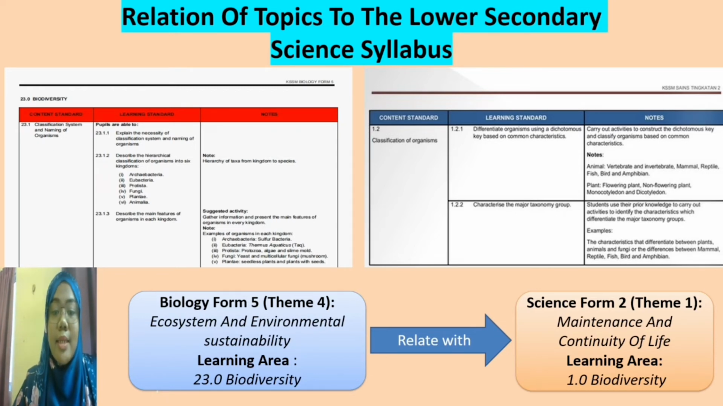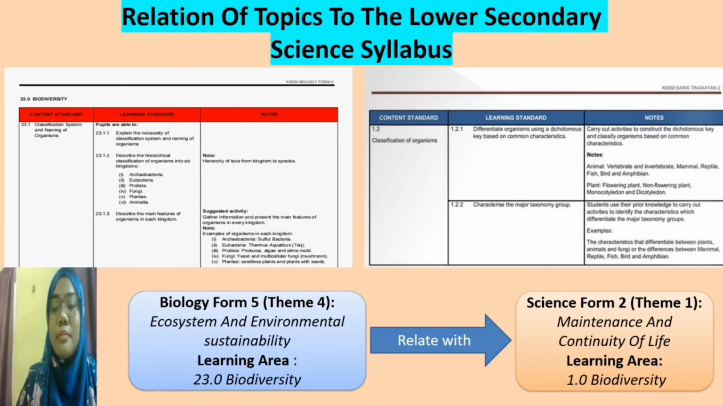Based on the SKP Biology Form 5, Chapter 23, Biodiversity, but we focus on 23.1, Classification System and Naming of Organisms. The learning standard for this chapter is where students are able to explain the necessity of the classification system and naming of organisms. Besides, students can describe the hierarchical classification of organisms into 6 kingdoms. And lastly, in this chapter on biodiversity, students are able to describe the main features of organisms in each kingdom.